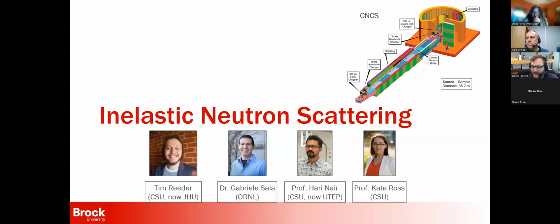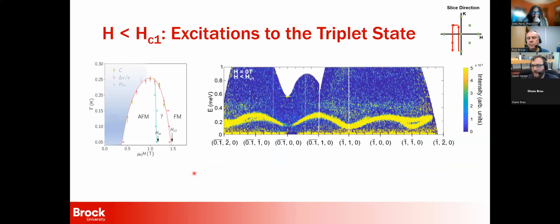So yes, I did some inelastic neutron scattering experiments. This was actually right when I started my PhD. So I think I was in classes during the experiment. So some of the individuals from our group went and did the experiment, and then I was given the analysis to do afterwards. And so here I'll be showing you on the left, the phase diagram that I've already shown you. And on the right, it's going to be our neutron scattering data.